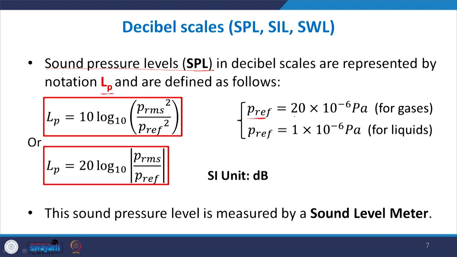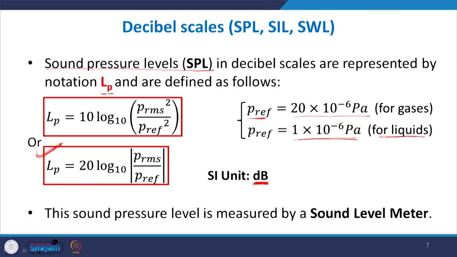For gases it is 20 micropascals, for liquids it is 1 micropascal. So with the same standard equation, we have now replaced intensity by the pressure squares. You take this 2 out, and it becomes 20 log 10 of the modulus of P RMS by P reference. So this becomes yet another way of defining sound pressure level, and the value which we get is expressed in the units of decibels or dB.